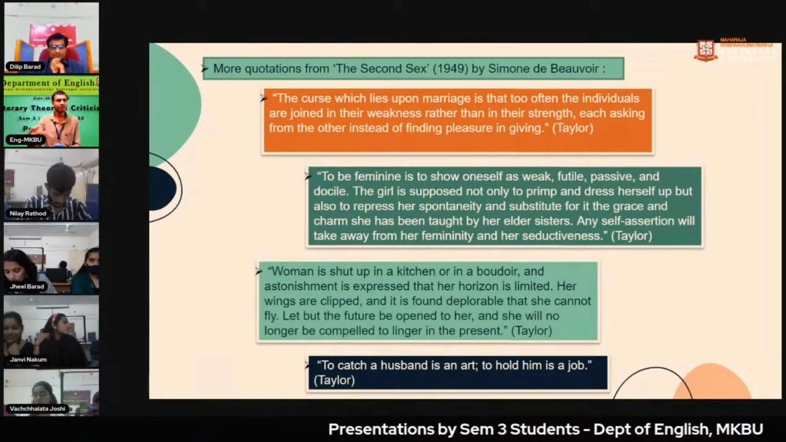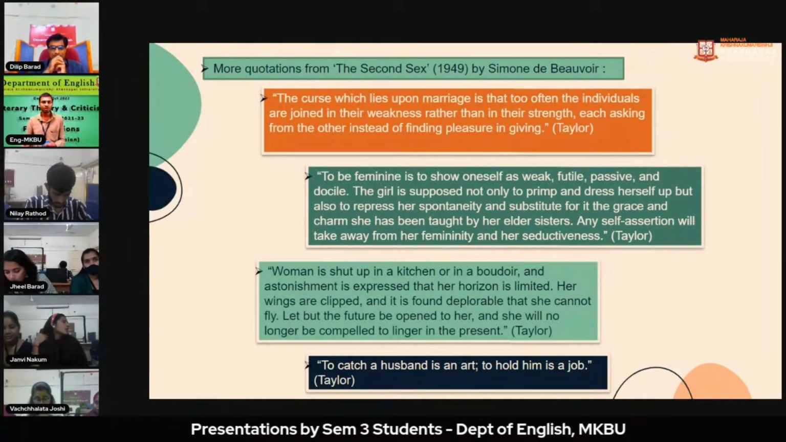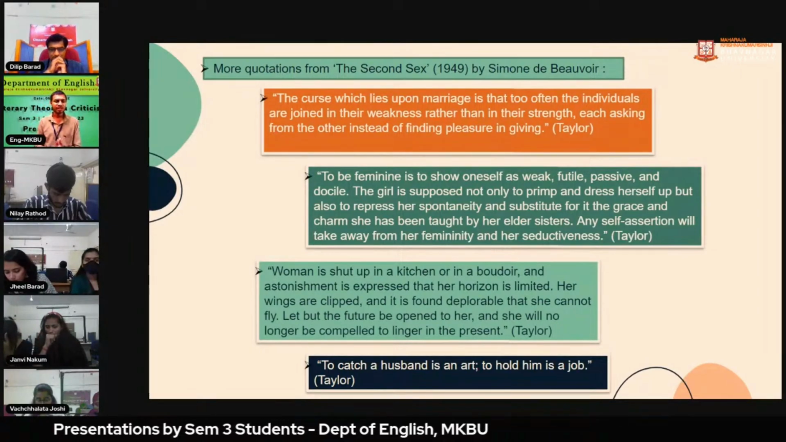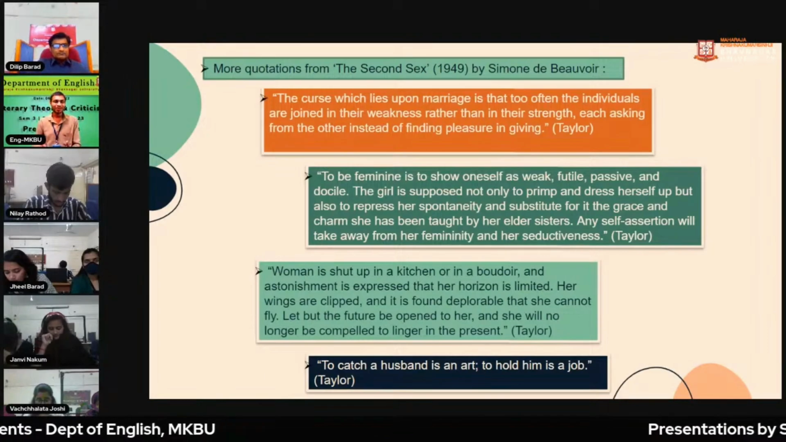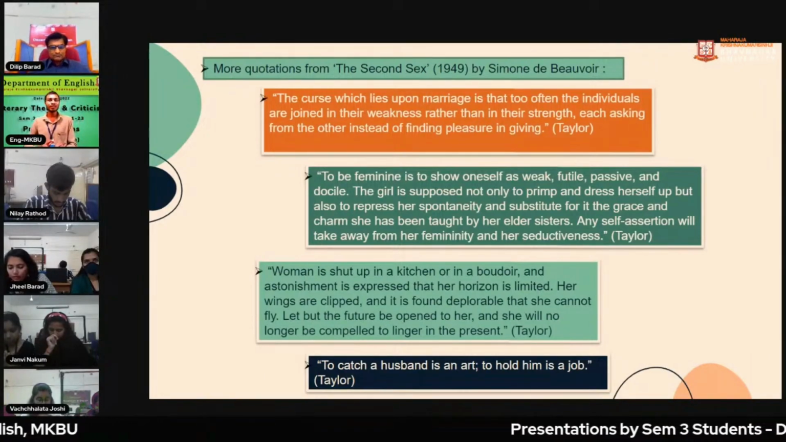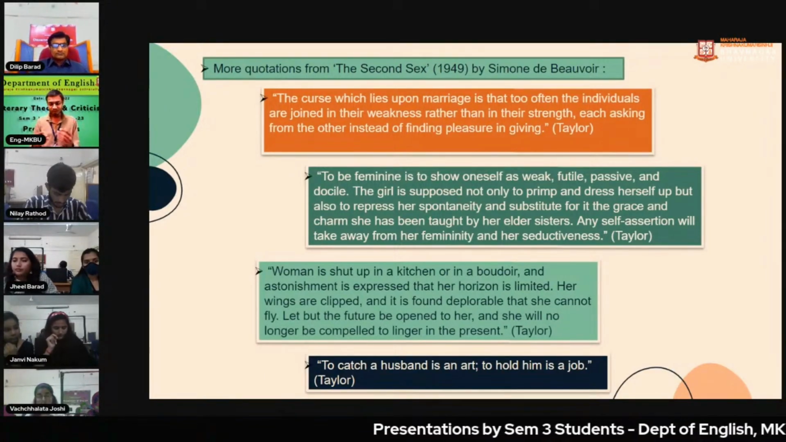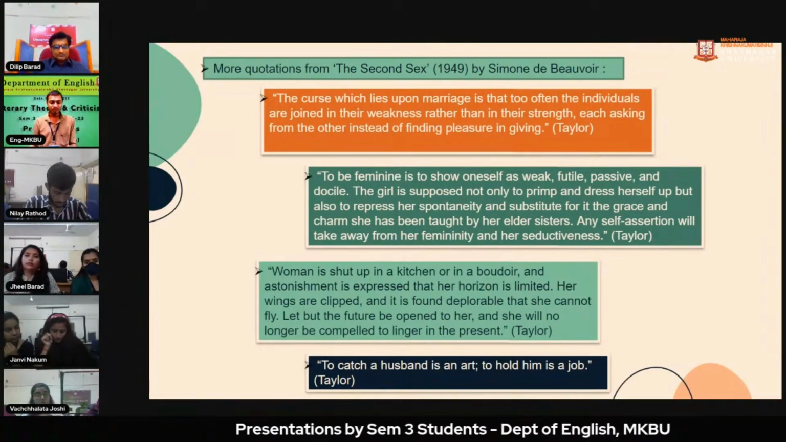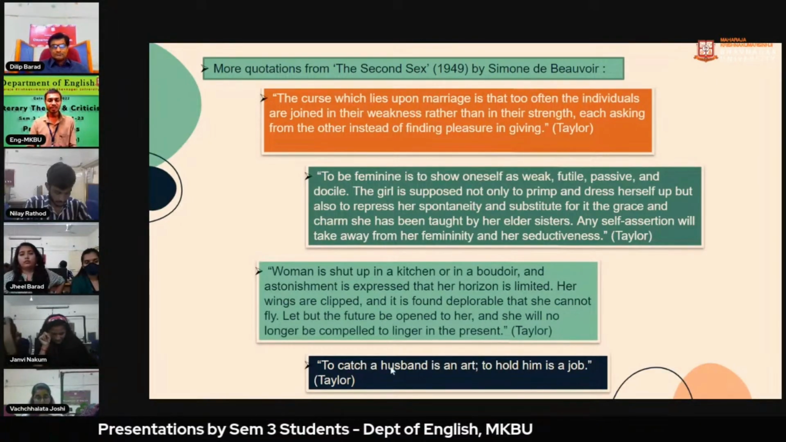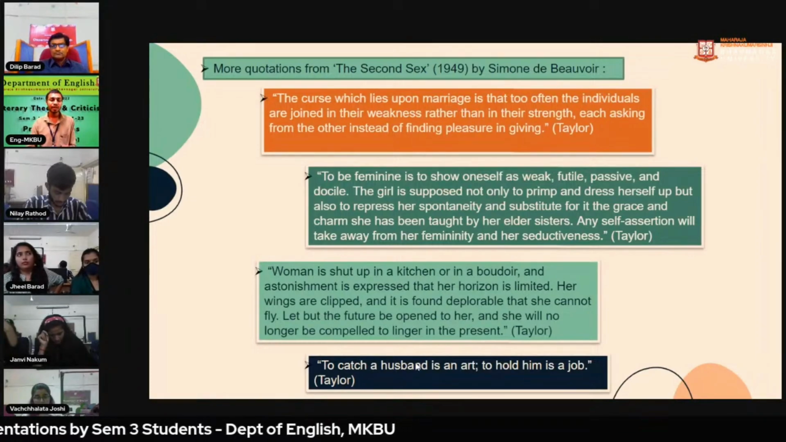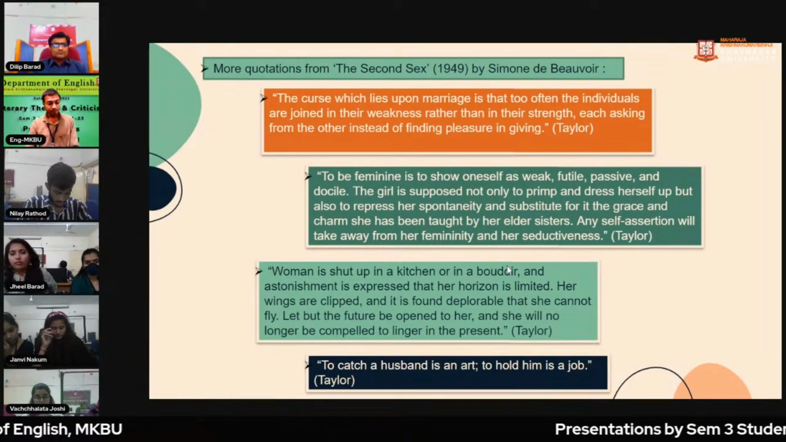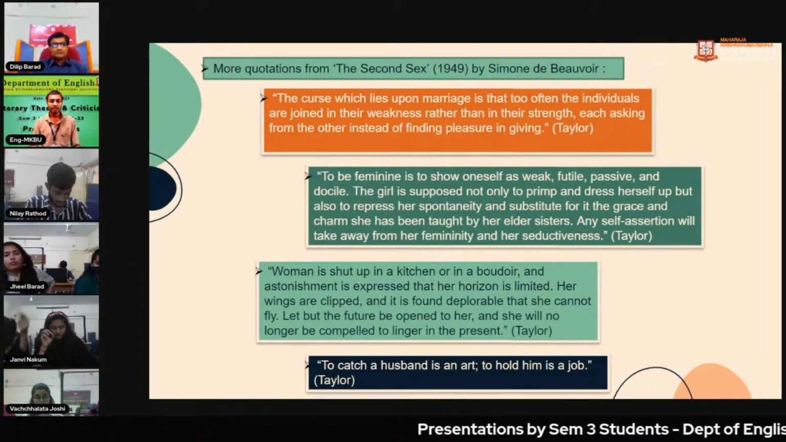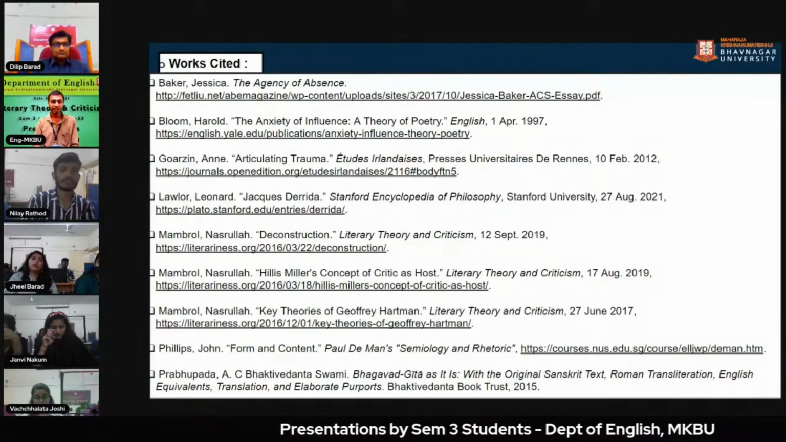You have to be beautiful, or other standards are there, varying from culture to culture. The beauty standards are there, some other standards are also there, and to hold him is a job, which means you have to be what he likes you to be, or what he wants you to be like. So to hold him is a job. It is a very catchy, oft-quoted sentence given by Simone de Beauvoir in her book The Second Sex. Okay, then let us move ahead. So it was all about the deconstruction reading, and here are my works cited.